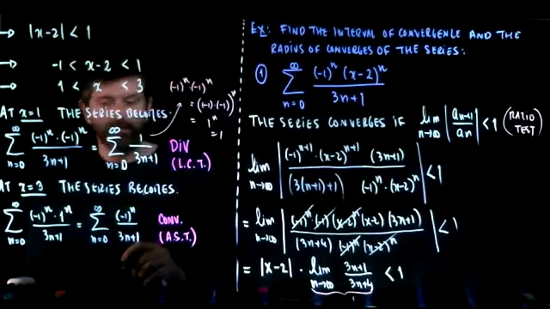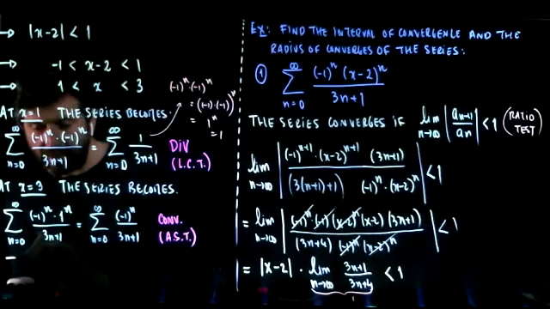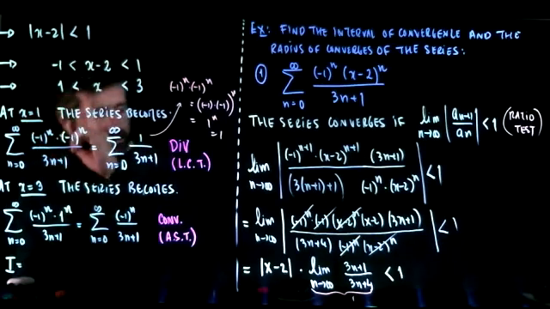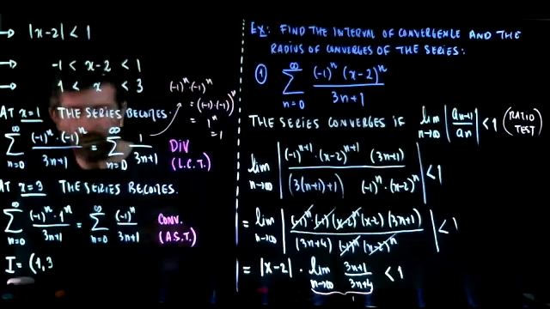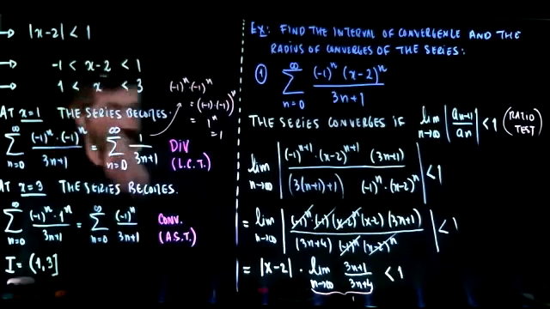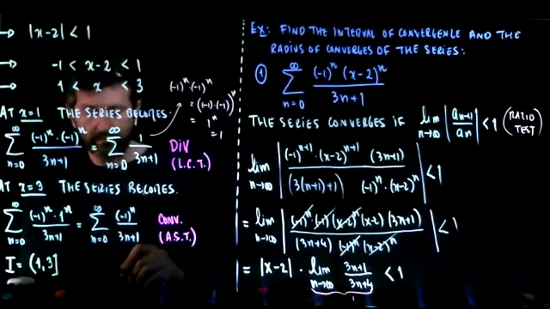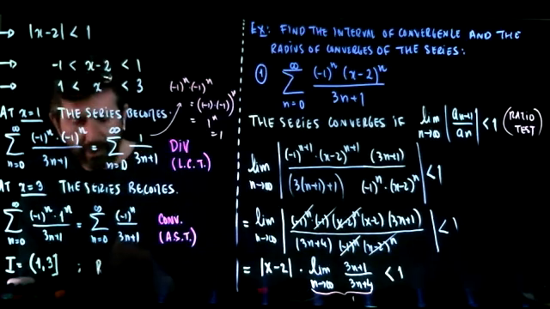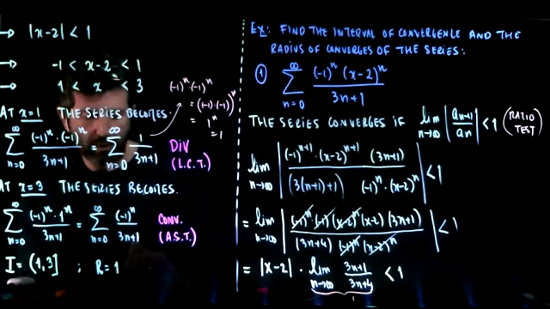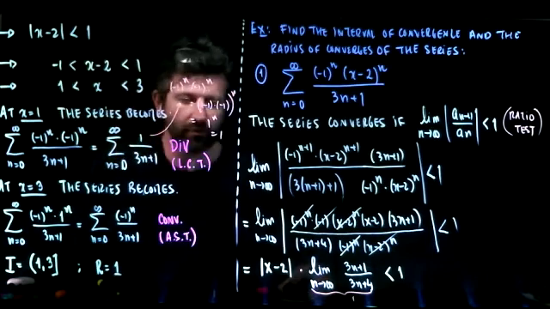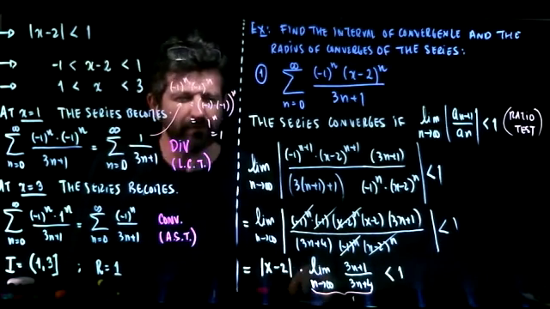And now I can answer my question. My interval of convergence will be from 1 until 3. 1 is not included, but 3 is, because it converges at 3. 3 is included. And the radius of convergence will be half the length of the interval. 3 minus 1 is 2. 2 divided by 2 is 1. That's my radius of convergence, and we've done the problem.